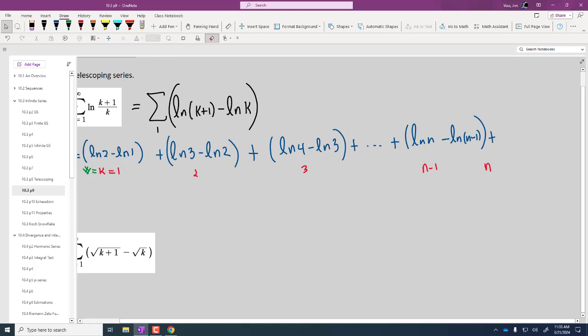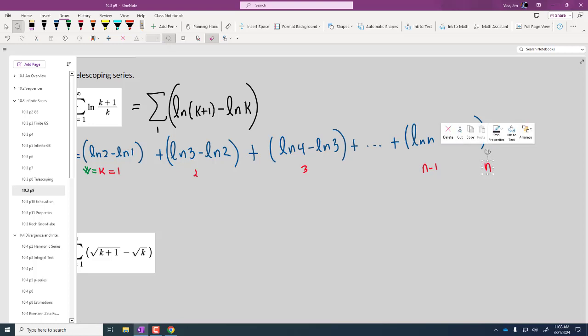And then we're going to plug in just the n. So it's going to look identical to that, except with an n instead of a k. So we're going to have natural log of n plus 1 minus natural log of n.